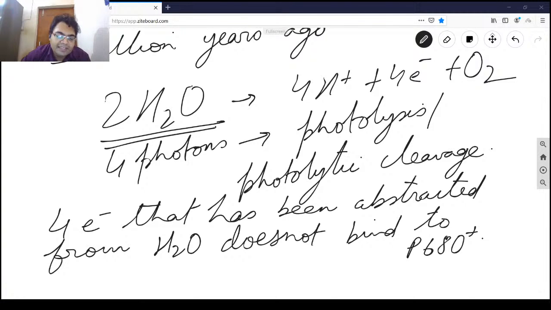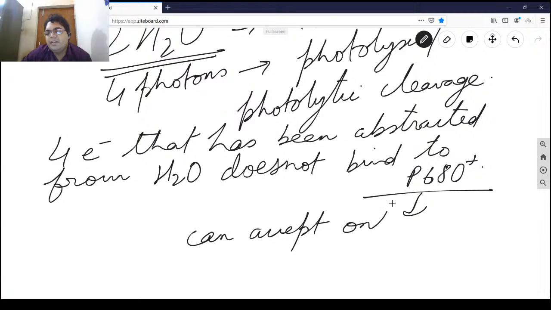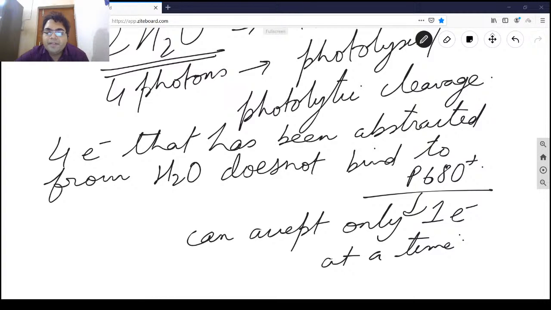That is the reason, because this P680 can accept only 1 electron at a time. So you cannot just transfer 4 electrons, and you don't want to waste the other electrons. If you transfer only one, you are wasting three. Why waste three when 4 photons have been used up? And water is not in unlimited quantity. Some people don't put water in the soil, so you need to conserve it also.